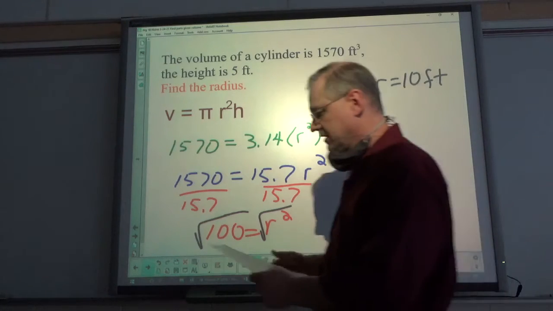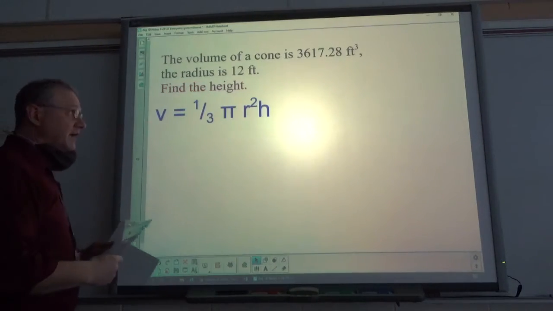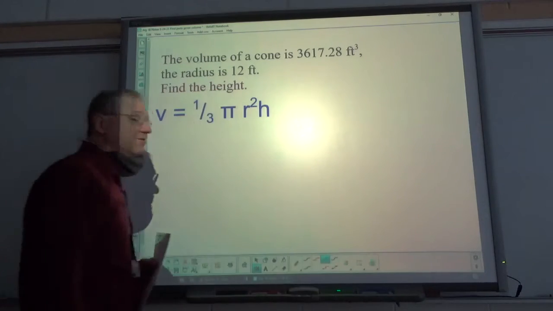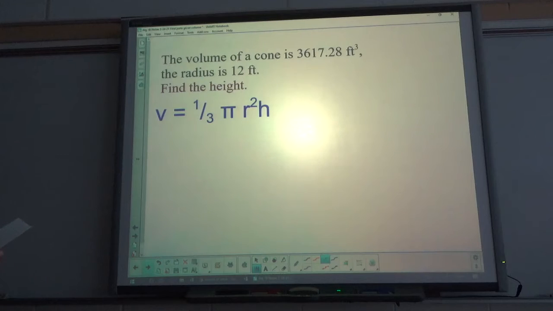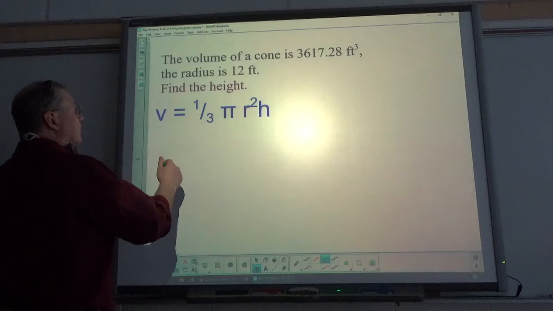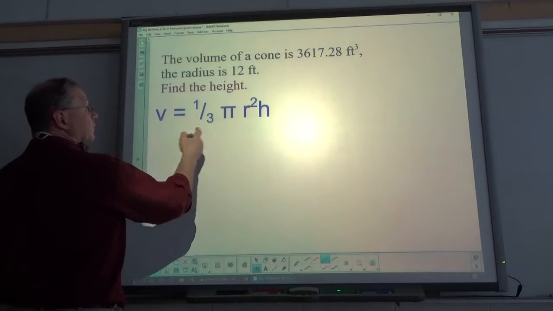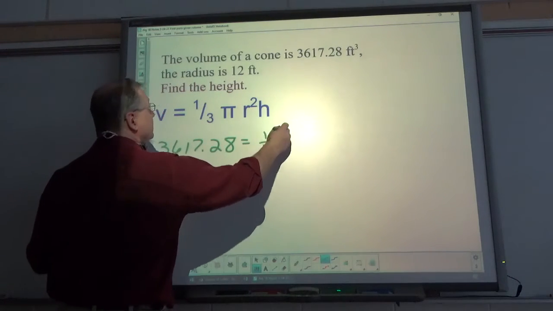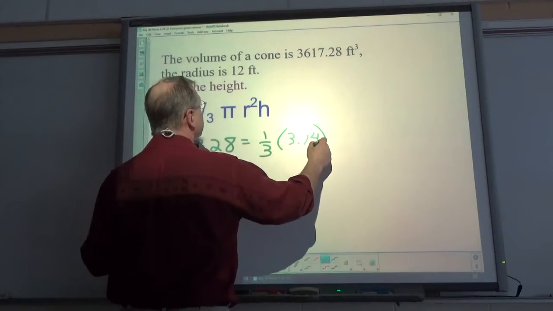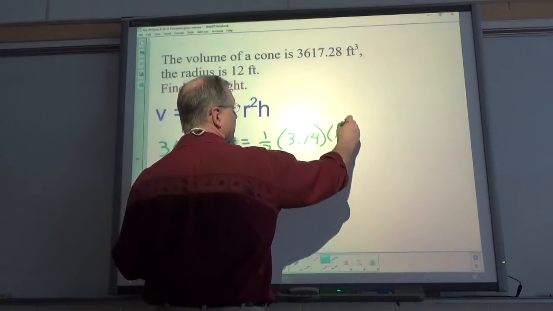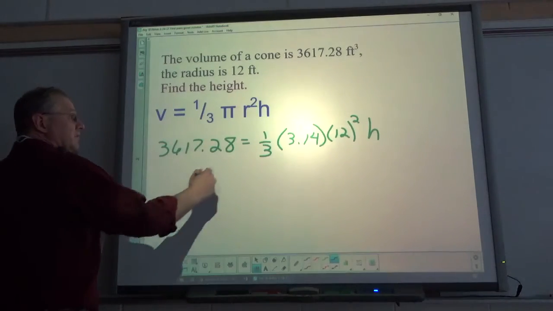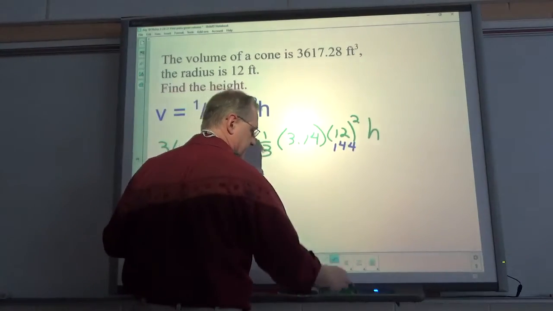All right, let's look at our next example. And feel free to pause this as we go along in case I've gone way too fast for you to write it all down. So pause it, write it down, and then keep going. All right. Cone, there's the formula, 3617.28 equals 1/3 times 3.14. We're given radius of 12 squared times the height. Now, we know 12 squared is 144.